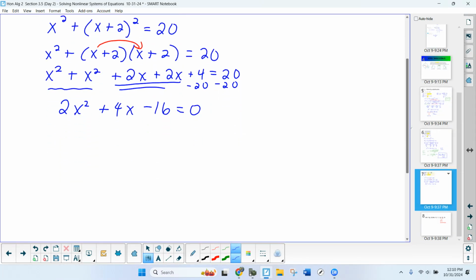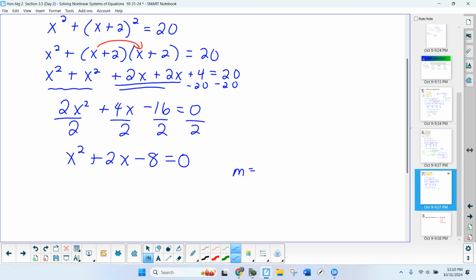What are you guys going to do now? What do you want to do now? Divide by 2. Divide everything by 2. Just makes it easier. You don't have to. You could use the quadratic formula with those numbers, but man, is it easier to do this. Because now, I'm going to call this something different. Caden, what question are you going to ask yourself? What multiplies to negative and adds to 2?